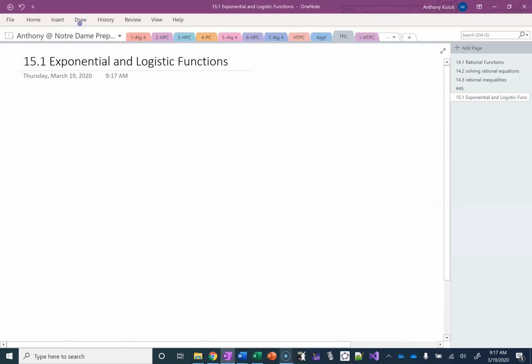Hi everyone, this is the start of Chapter 15 about exponential, logistic, and logarithmic equations. Today we're going to be looking at Section 1 on exponential and logistic functions. So we'll start with some definitions. So the first definition is that of an exponential function.